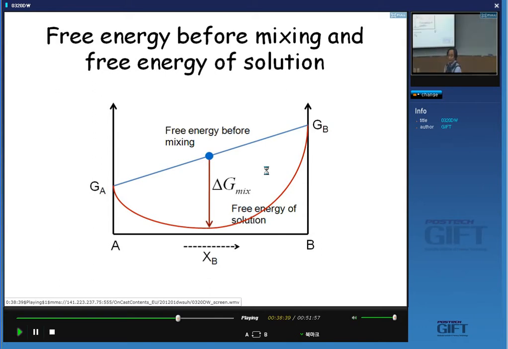Before mixing, the free energy of a cluster of two atoms will be on any point of this linear line. And as I mentioned to you, there is a free energy change due to the mixing process. So the free energy of the solid solution of atom A and B actually follows this red curve, because of the deviation caused by the free energy of mixing.